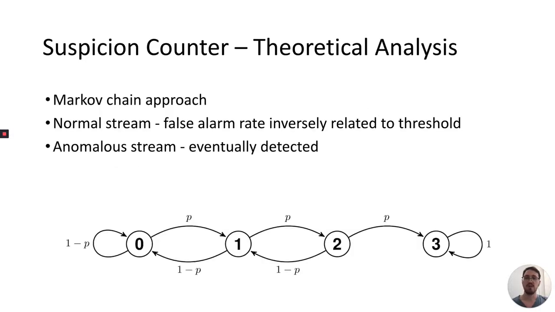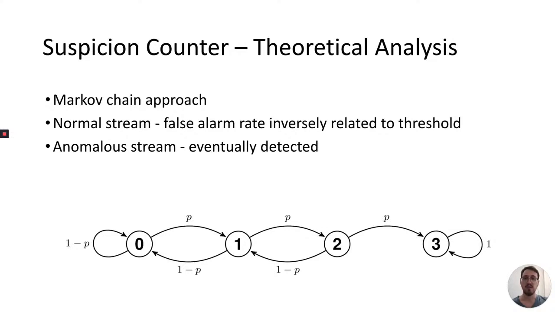In our paper, we take a Markov chain approach to analyzing the behavior of the suspicion counter. We start on the left of the chain. Each anomaly causes us to move to the right, and each normal word causes us to move back left. If we reach the rightmost node, we raise the alarm, so the length of the Markov chain is the threshold.